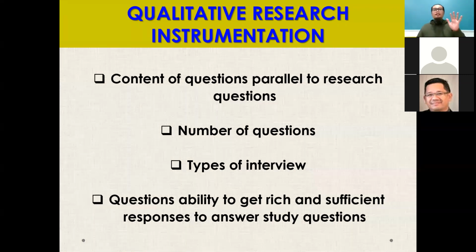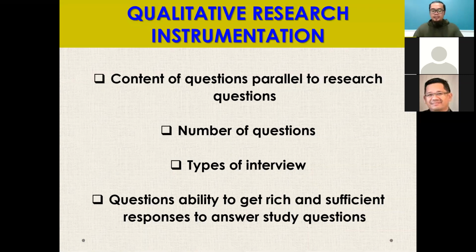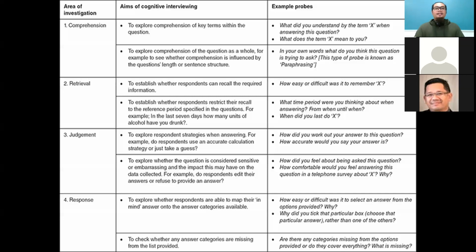Okay, for qualitative research, the instrumentation should consider the content of questions parallel to the research question, the number of questions, the type of interview question, and the ability to get rich and sufficient responses to answer the study question. Okay, this is some example. We can see from these tables that we have discussion on area of investigations, aims of the cognitive interview, and example probes.